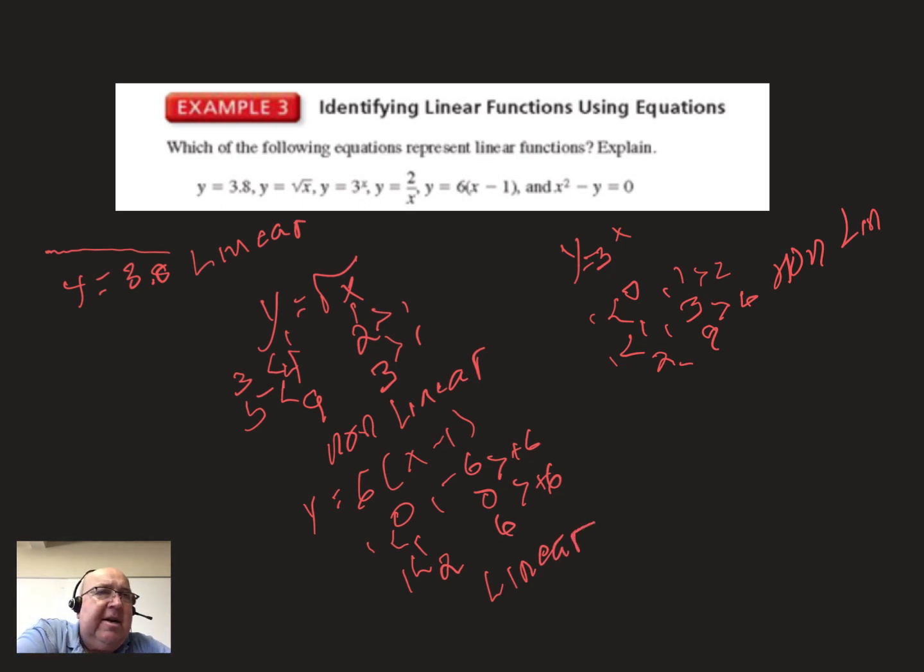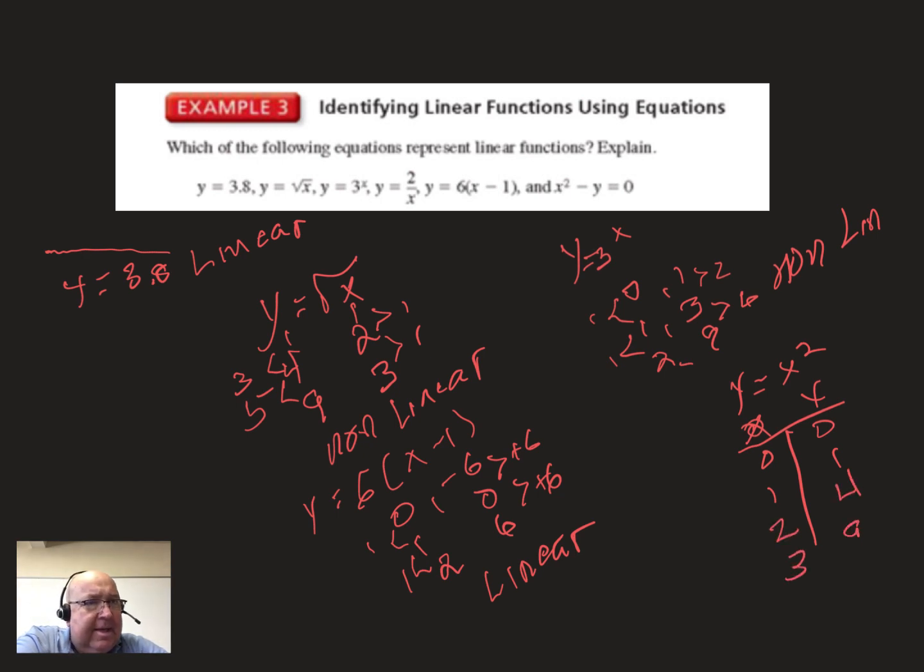And finally, we'll look at y equals x squared. Let's put 0 in for x. I'm just going to do a table here. X, y: 0, we get 0. 1, I get 1. 2, I get 4. 3, I get 9. So our x values are going up by 1, and our y values go up by 1, 3, 5. This is nonlinear.